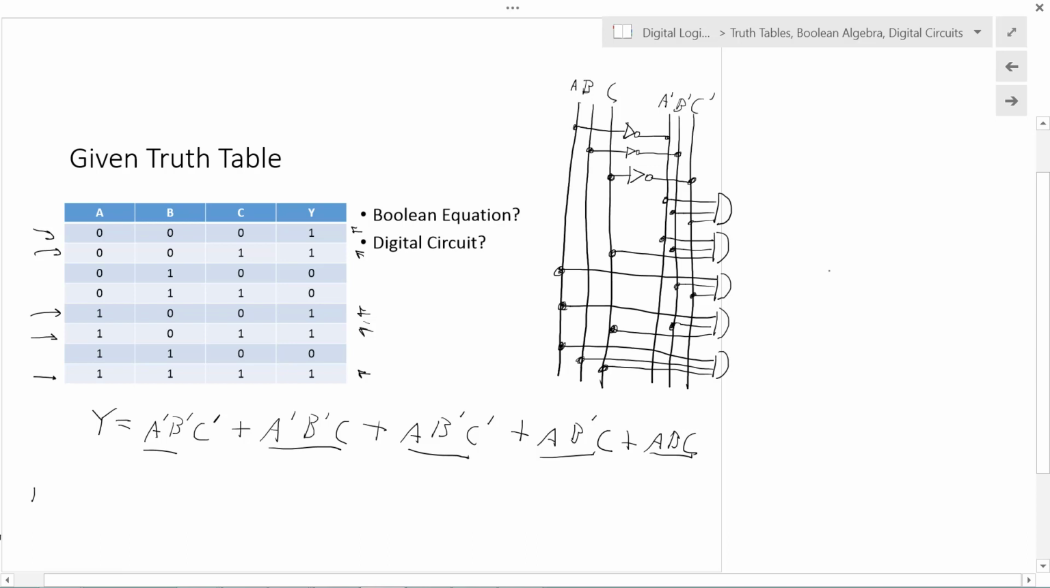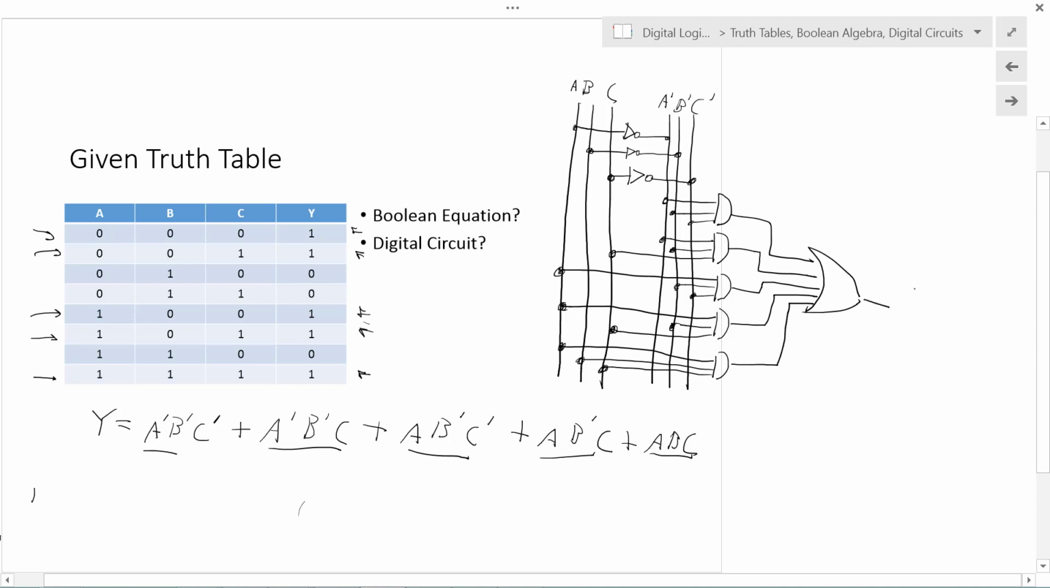So we have our AND gates. Now what do we need? We need to OR them together. So we need a 5-input OR gate. Let's create a 5-input OR gate, like so. And now we have our output Y.